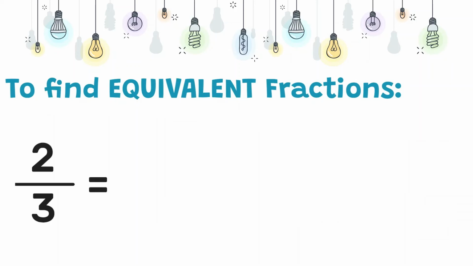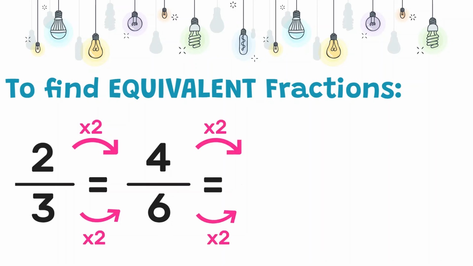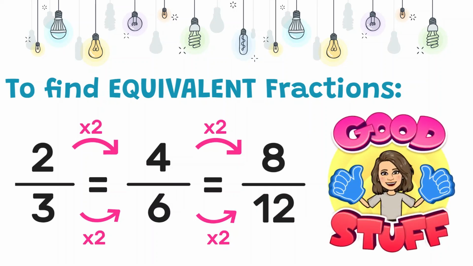To find equivalent fractions, we learned you simply multiply both the numerator and the denominator of a fraction by the same number. This pattern can actually be repeated as many times as necessary. The digits will just continue to get larger and larger. Now that's some good stuff to know.